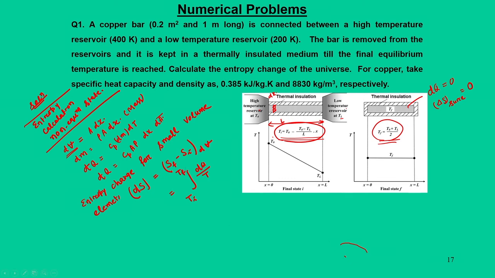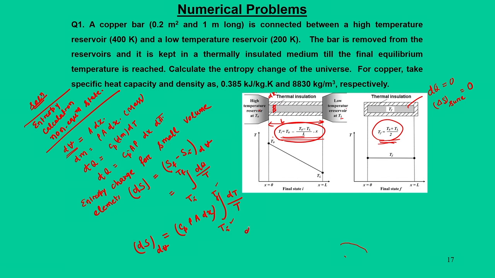Now, by putting this dq from this equation here, we can write ds for the small volume element dv as Cp rho A dx, because dx is constant here, and integrate T from Ti to Tf, dT by T. So, we know the initial temperature, we know the final temperature. So, this equation can be integrated.